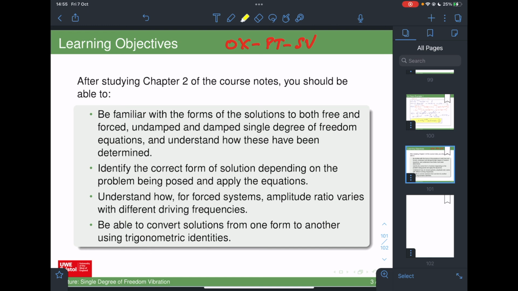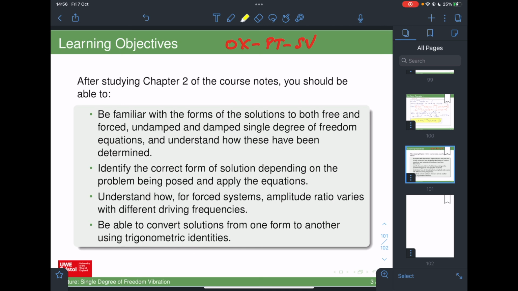So, like I said, all that's up there. I'll just come back to the first slide, about the learning objectives. You should be able to be familiar with the forms and solutions for both free and forced, undamped and damped single degree of freedom systems. Okay, so we've done free, for both undamped and damped. Next week we'll do forced and damped. Okay, so we've done 3 out of 4.